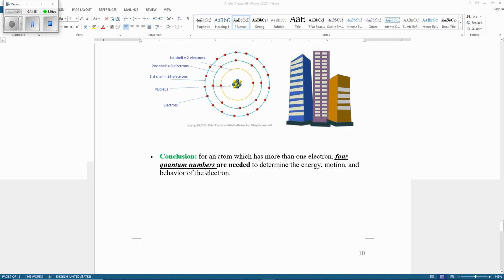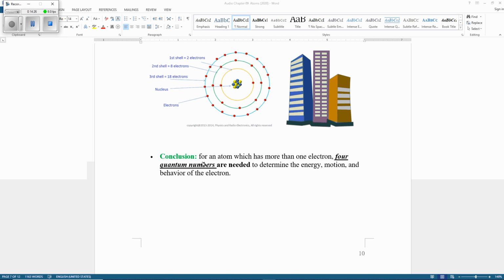So now the conclusion. For an atom which has more than one electron, other than hydrogen, how can we tell the different electrons in the atom? They have different energy, like this one, that one. They have a different angular momentum, like this one, that one. Also, they can have different behavior in a magnetic field. So how can we tell the difference between the electrons in the same atom?